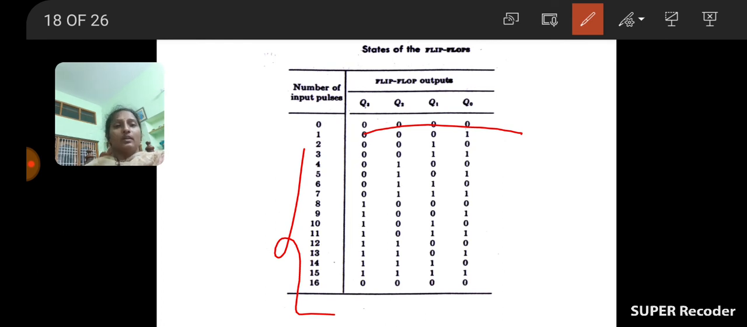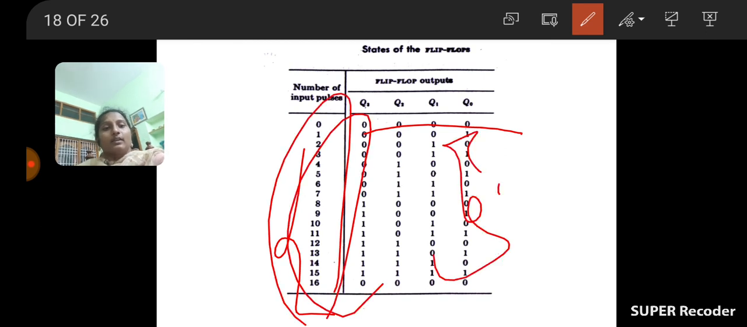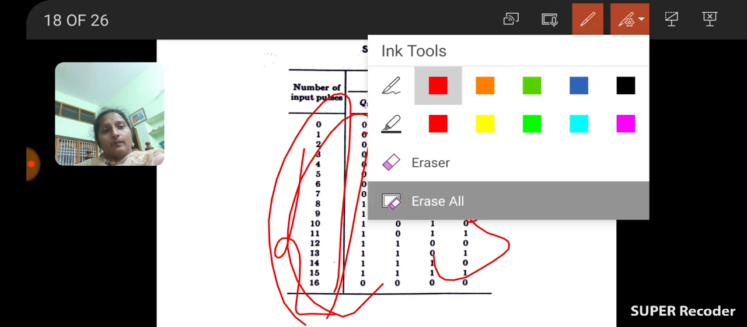I mean, some people are unable to remember the table, but you know the binary numbers now based on 8421 code. You simply write the equivalent binary numbers of the decimal. Is it clear? Okay.